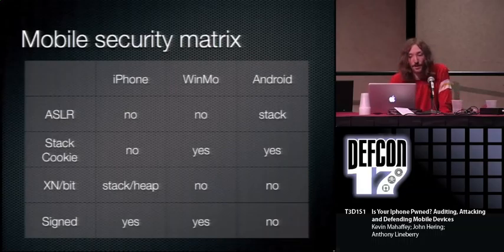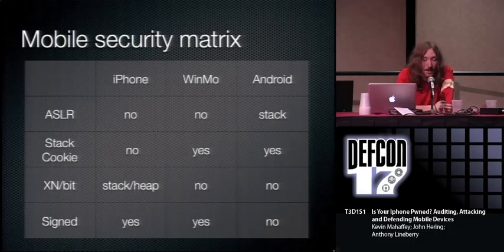As far as signing code goes, iPhone, obviously, we all know that they require it to be signed. Windows Mobile, they do use signed code for their applications, but they will allow unsigned code to run, but it will present you with some user interaction prompt, yes or no, if you want to install this, whereas I believe signed code will just install without that. Android doesn't use signed code for their applications in the market. But they use kind of a block known bad, not allow known good type thing.